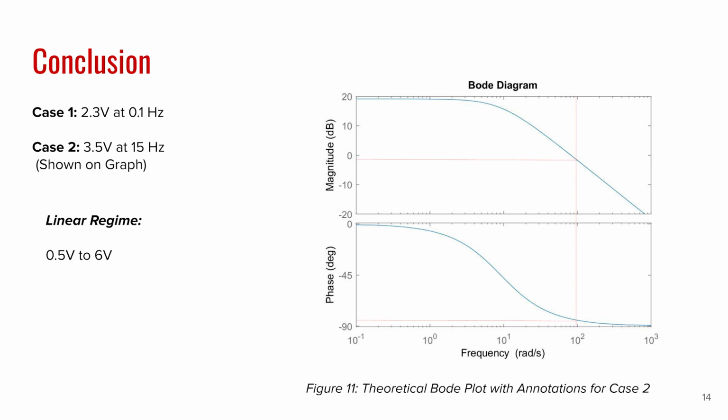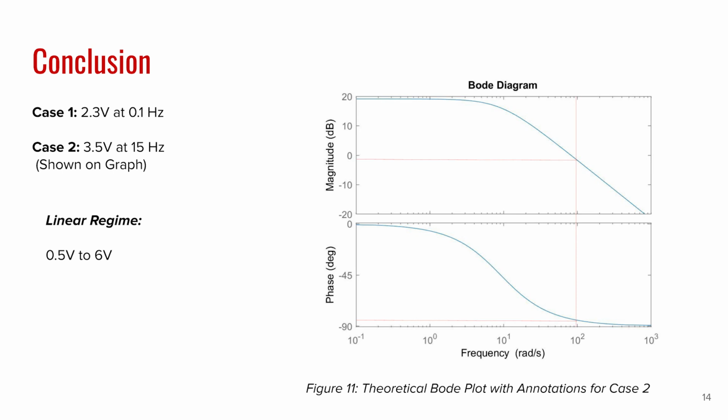At frequencies greater than this value, the output gain will be attenuated and lead to performance that isn't optimal. Therefore, looking at the two cases presented in our design problem, where case 1 is a 2.3 volt wave with a frequency of 0.1 Hz, versus case 2, where we have a 3.5 volt wave with a frequency of 15 Hz, it is clear that case 1 is the preferred case for optimal performance.